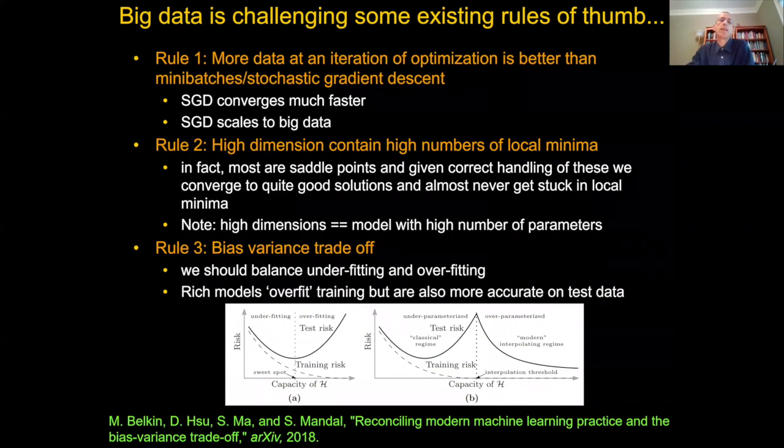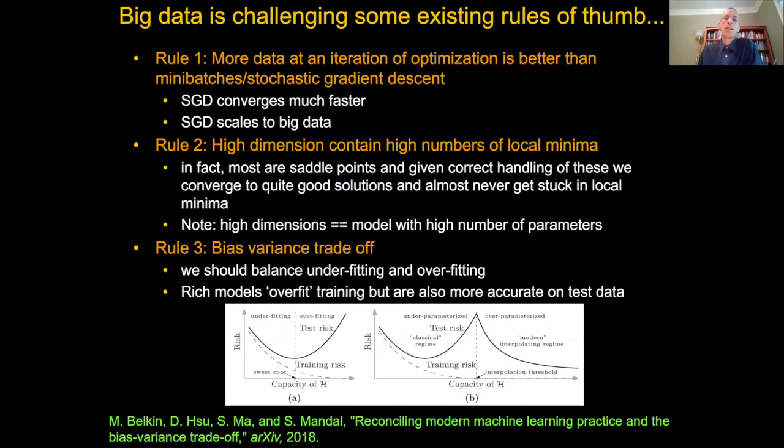Here, I want to just highlight that big data is challenging some of our existing rules of thumb. For example, it's been thought that having more data per iteration is the best approach, versus doing these mini batches where we pull bits of data from everywhere and run it through a stochastic gradient descent approach. However, we're finding that the latter approach converges faster, and it also scales to big data and gives you meaningful solutions.